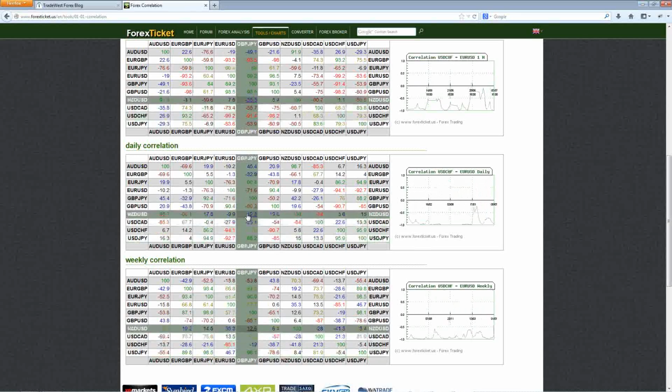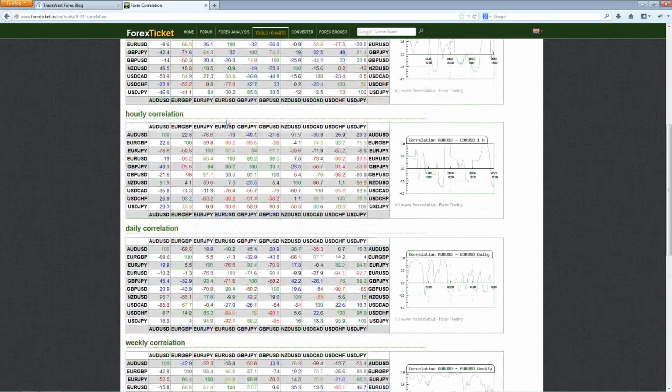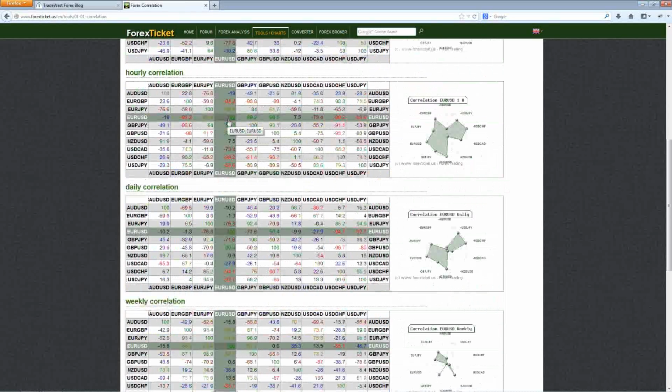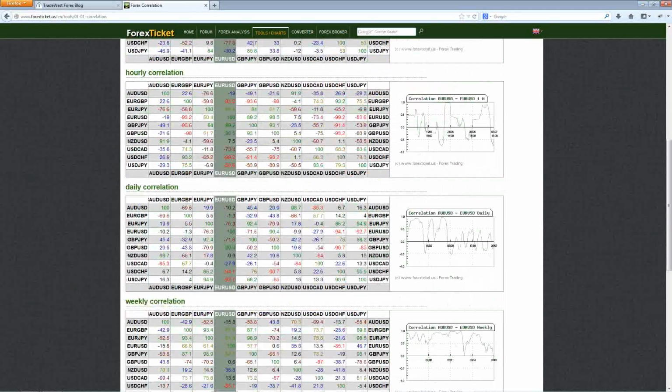And let me show you how this would work. I'm going to show you how we can use this as a filter for taking trades. What we would do is, let's say I've got a euro-dollar chart up, and I've got a euro pound chart up, and both of these are giving me a signal to trade. I'm trying to decide if I should take them both at the same time. You probably see this all the time.